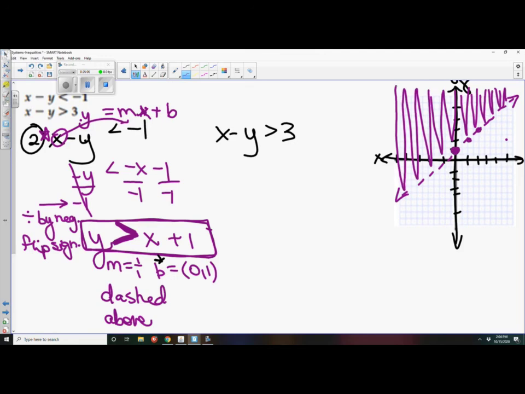So now we have our first one graphed. Take a second, let it sink in.